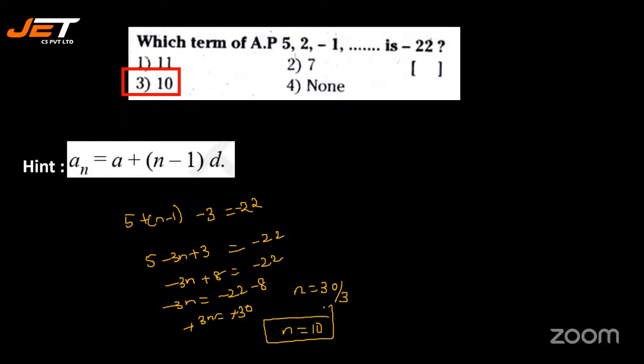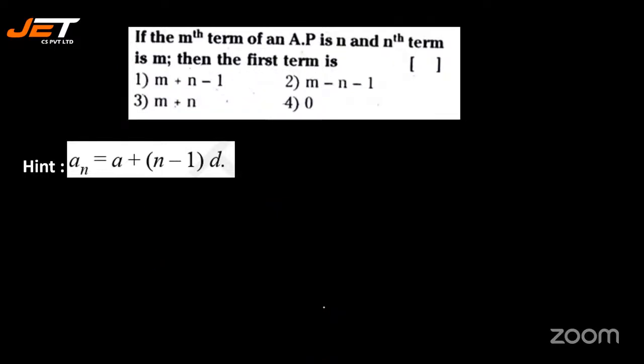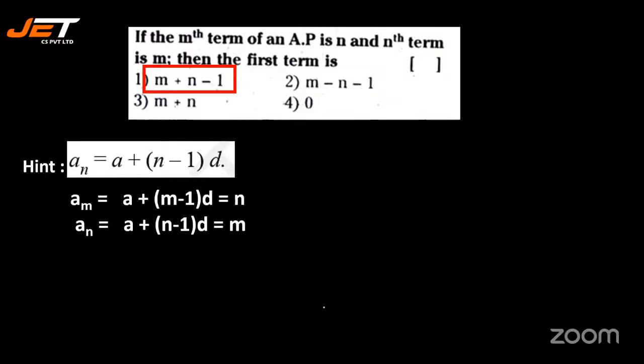Okay, students. So you can arrive at the answer by substituting it in an is equal to a plus n minus 1 into d. See the next question. If the mth term of an AP is n, and the nth term is m, then the first term is what? So you can use a plus n minus 1 into d, which should be m plus n minus 1. How? am is a plus m minus 1 into d is n. an is a plus n minus 1 into d is m.